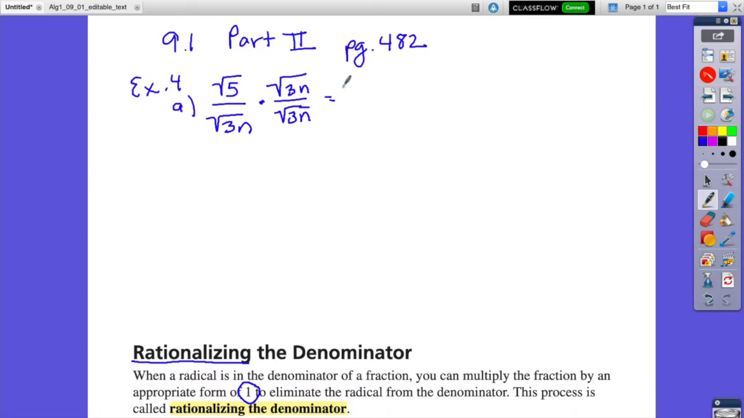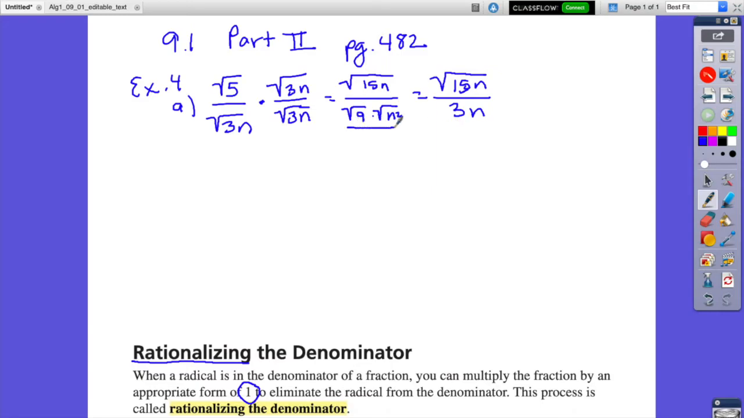Now let's multiply across. This becomes the square root of 15n over, now the square root of 3n times the square root of 3n, since you see it twice, is really the square root of 9 times the square root of n squared. And when we simplify that, this stays the same. The square root of 9 we know is 3, and the square root of n squared we know is n. And that's a 15. So you're going to get used to this: when you multiply a square root by itself, it gets rid of the square root sign.